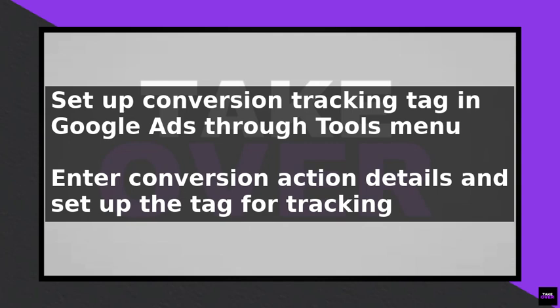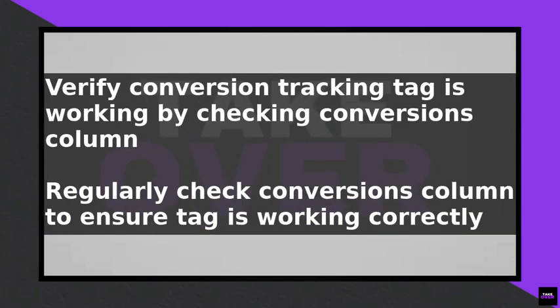Best practices for using Google Ads conversion tracking for Wix include setting up multiple conversion actions to track different types of conversions, using the conversion tracking code on all pages of your website, and regularly checking the conversions column in your Google Ads account to ensure that the tag is working correctly. By following these steps and best practices, you can effectively use Google Ads conversion tracking for Wix to measure the effectiveness of your online advertising campaigns and make data-driven decisions to optimize your marketing strategy.